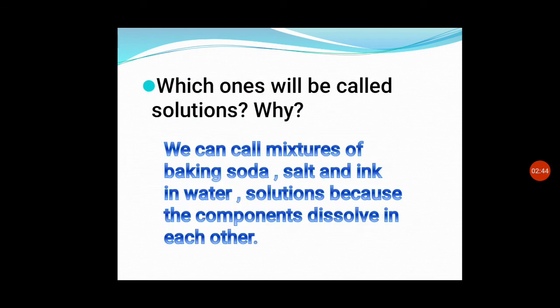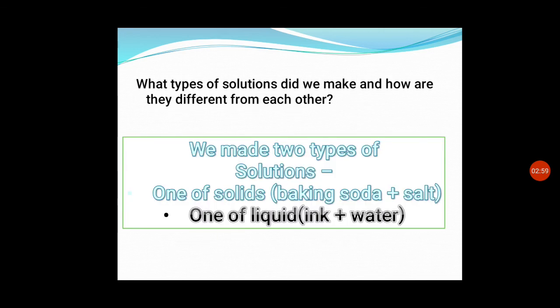Which ones will be called solutions? Why? We can call mixtures of baking soda, salt and ink in water solutions because the components dissolve in each other. Then what types of solutions did we make and how are they different from each other? We made here 2 types of solutions. One of solids, that is baking soda plus salt. Another of liquid, that is ink plus water.